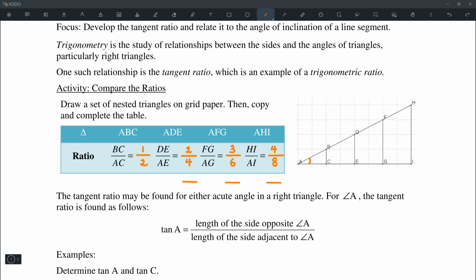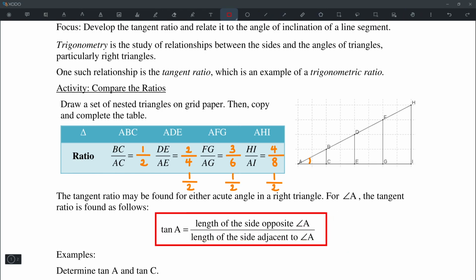The idea is that so long as the triangle we're working with is a right triangle and the angle stays the same, then the ratio of the opposite side over the adjacent side will remain the same as well. And that is the tangent ratio. So here we have the definition. The tangent of angle A is equal to the length of the side opposite of angle A divided by the length of the side adjacent to angle A.